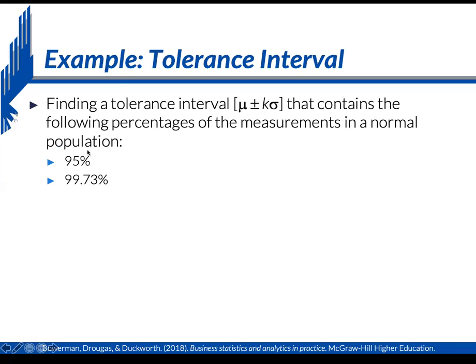Okay, so now using the concept of tolerance intervals, we are no longer just limited to the percentages mentioned in the empirical rule, because it's now possible for us to also look for intervals that contain other percentages, like 95% as shown in this example.